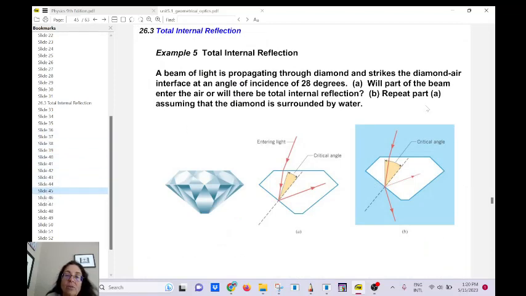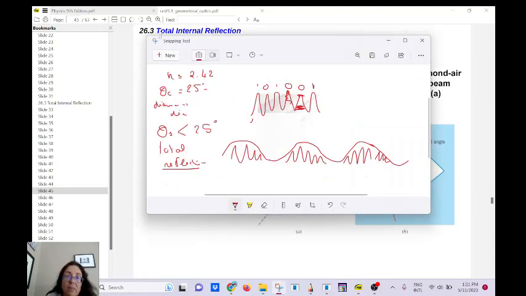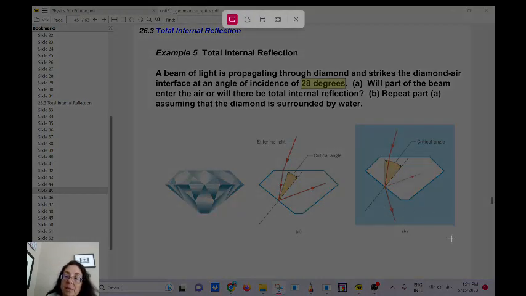Okay, so we did 28 degrees. You can pause the video again, but 28 degrees, you see, is an angle which is larger than 25. So light will be trapped. Now, if you go from diamond to water, then light can escape.